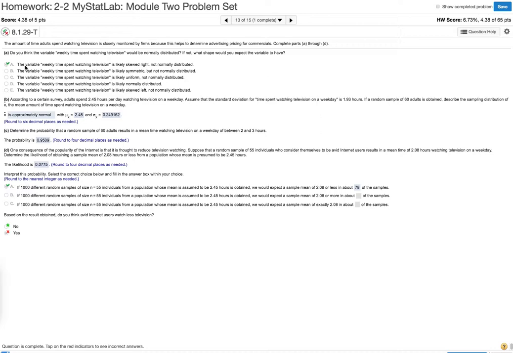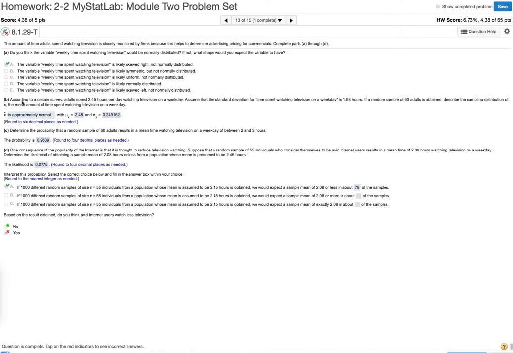And then I answered this, the variable weekly time spent watching television is likely skewed right, not normally distributed. And that's because you can't go below 0 hours. So you would have a tail to the right on the distribution and not to the left. It would just stop. You know, they can't watch negative hours of TV.